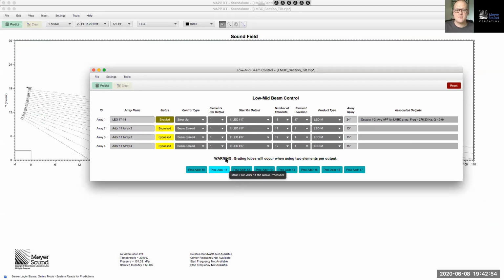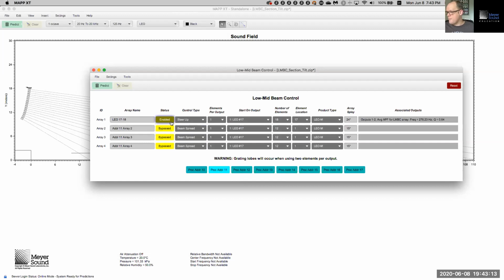Those are the remaining loudspeakers. They live on the first 2 outputs of our second galaxy device. And that's how you span across multiple galaxies. All that's left to do is take the solution out of bypass, and then you can see before and after. That is how it works in MapXT.